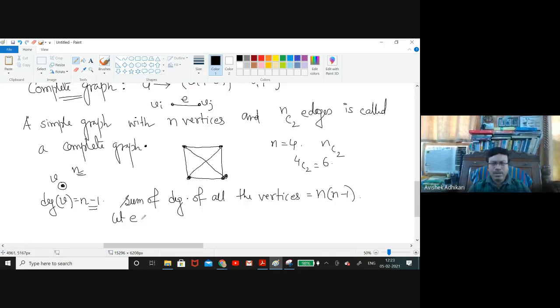So let E be the number of edges in G. Then, as we have already proved, sum of the degree of all vertices must be equal to twice the number of edges. So n into n minus 1 must be equal to 2 into E. So E must be equal to n into n minus 1 by 2, and that is nothing but nC2.